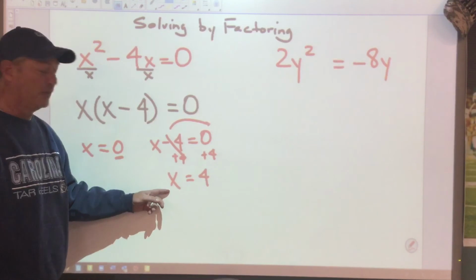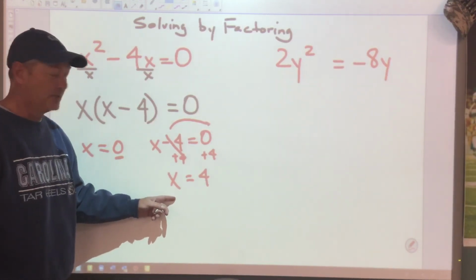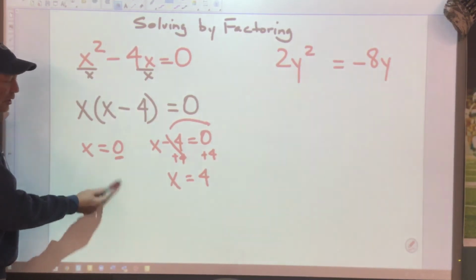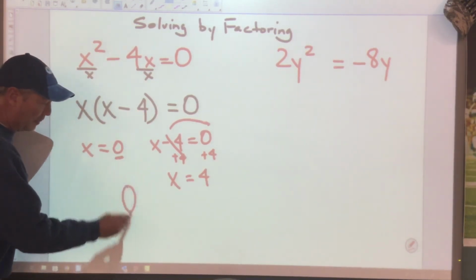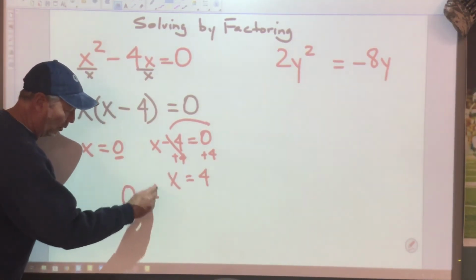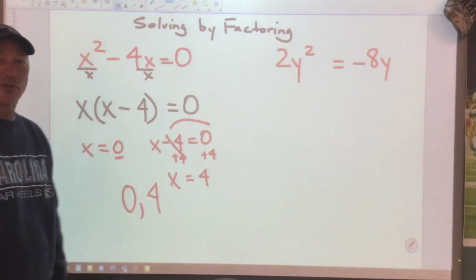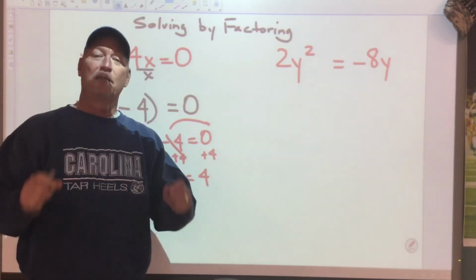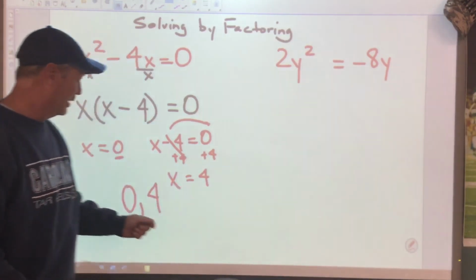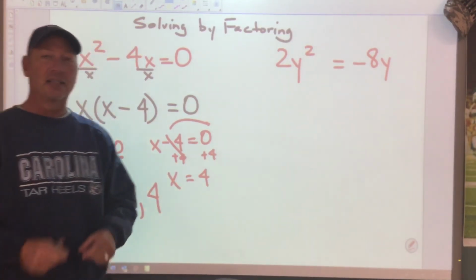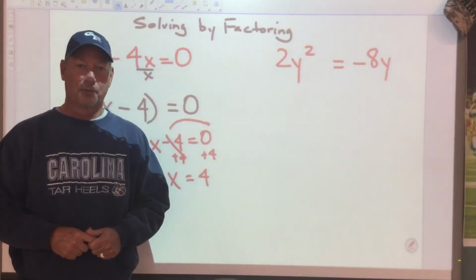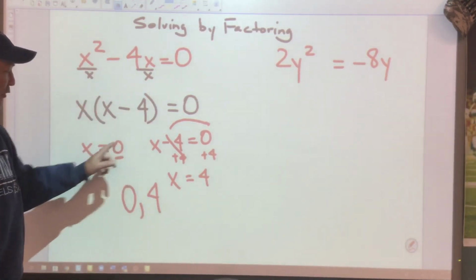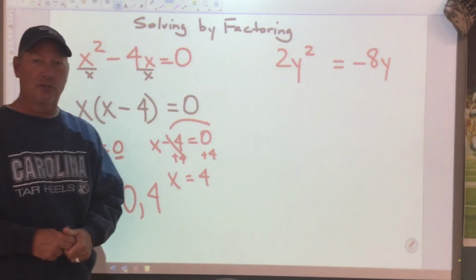We have solved for x. We have gotten x by itself. So in this case, I have two solutions. One of them is 0. One of them is 4. This is how you would write your answer. Do not put it in parentheses. If you put it in parentheses, this becomes an ordered pair, and then it's a location on the graph. So you're going to factor, and then you're going to set each factor equal to 0.